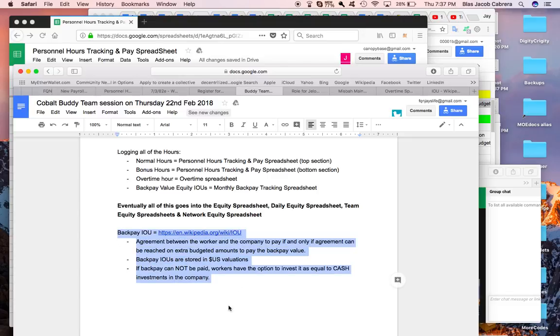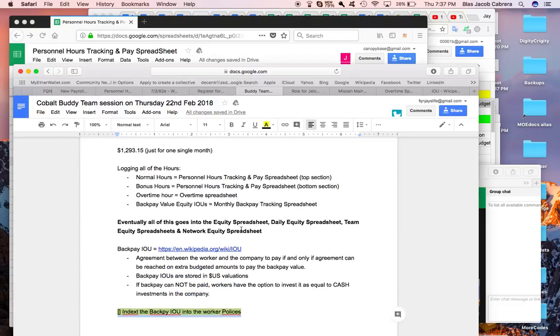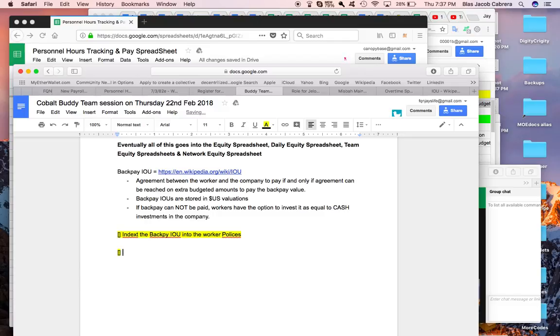So if you could index the back pay IOU into the worker policies. And then this is all a responsibility, so if you could index all of this into a new responsibility doc on overtime pay and payroll in general. And I also have a training video on the Lucy example that we can add to that. Cool, so this would be good.